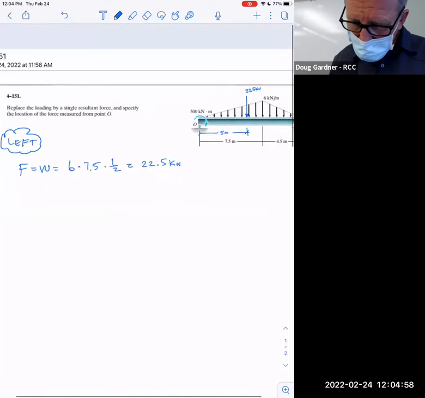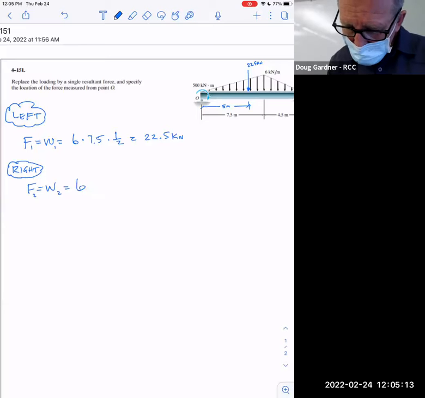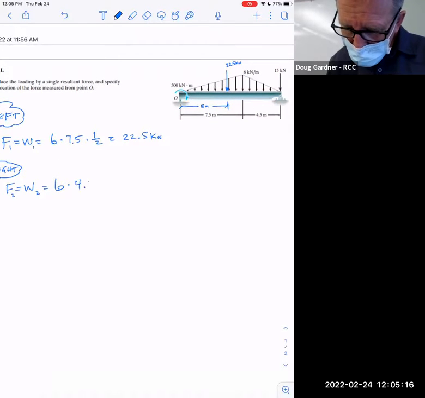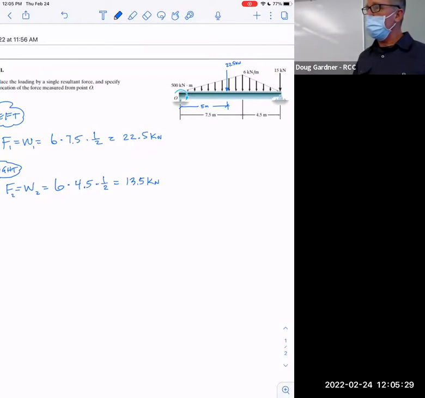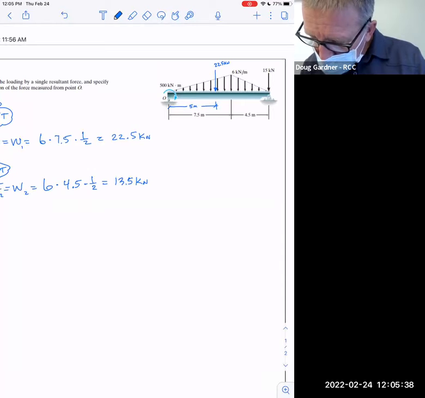What about the right side? The peak is still 6. So the force over there, I'll call it force 1 and force 2, weight 1 and weight 2, if I have some reason to do that later on. 6 times, oh, a much smaller distance, 4.5, but it's a triangle, so I'm finding area. That's 13.5 kilonewtons. Much smaller. Why is it smaller? Because it's shorter. There's not as many forces, if you will. It still starts at 6, but it's just not as long. Again, that would be 2/3 of the way in from the short side. So I'm thinking that looks to be about here, maybe somewhere in there.